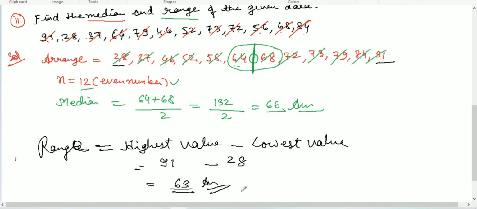So this is all: mean, median, mode and range I explained to you. In my next video, I'll explain three quartiles, which are quartile 1, quartile 2, quartile 3, and IQR, which is the interquartile range. And I'll also explain how to find the standard deviation of sample data.